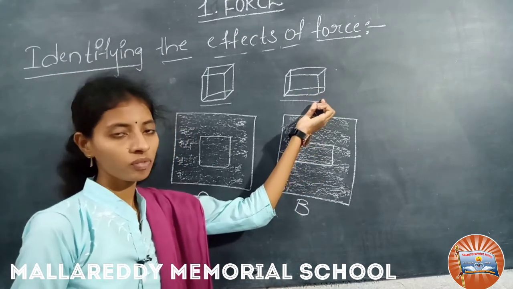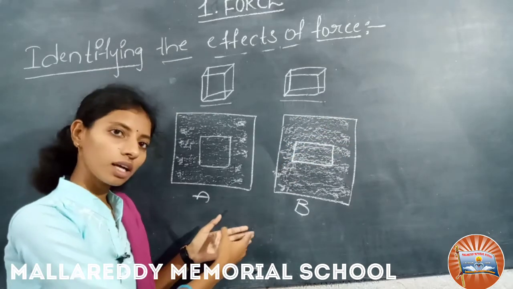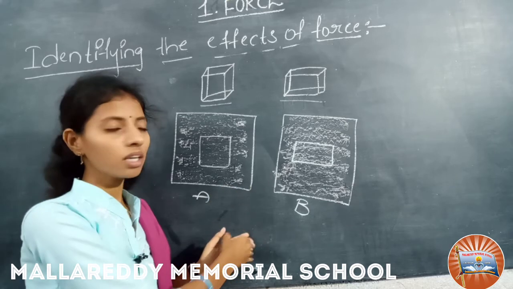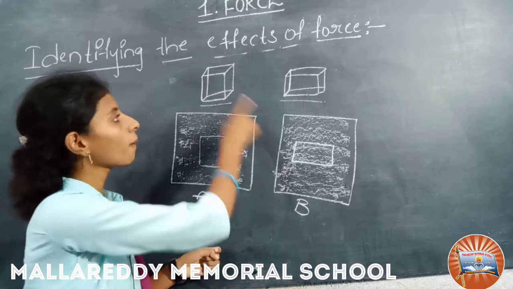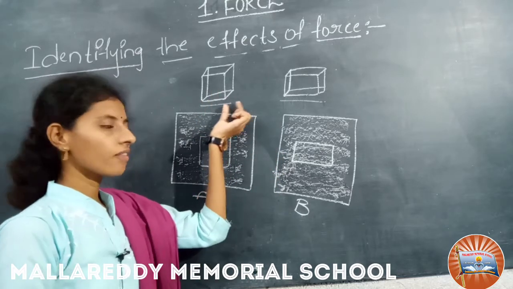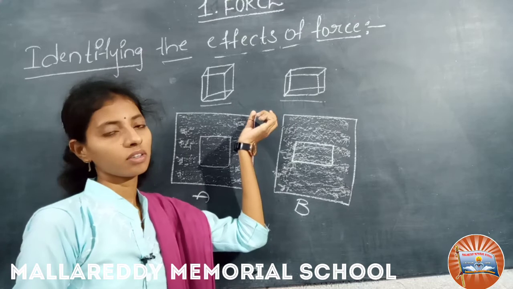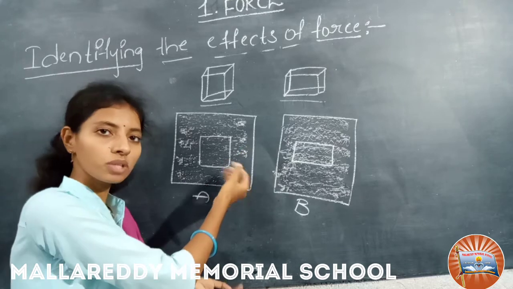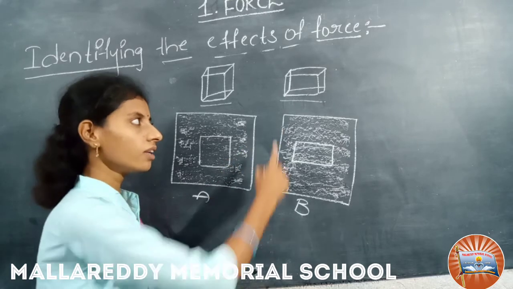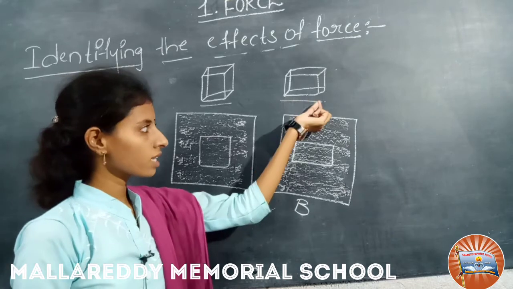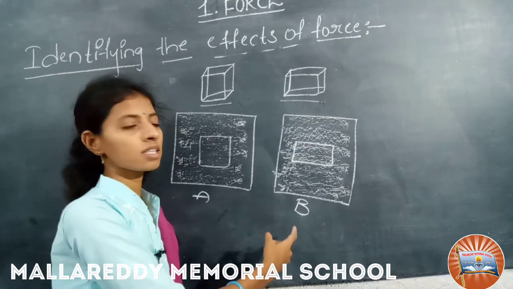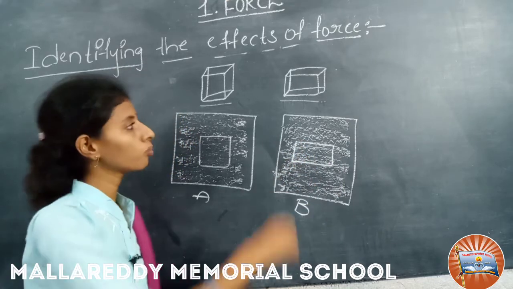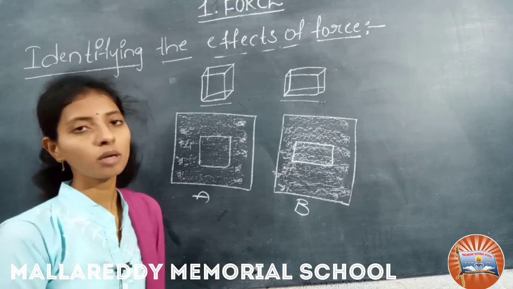So here we concluded that the surface area of contact determines the pressure applied on the brick. The one with the smaller contact surface area sinks deeper into the sand, and the one with the large contact surface area does not sink as deep compared to the vertical brick.